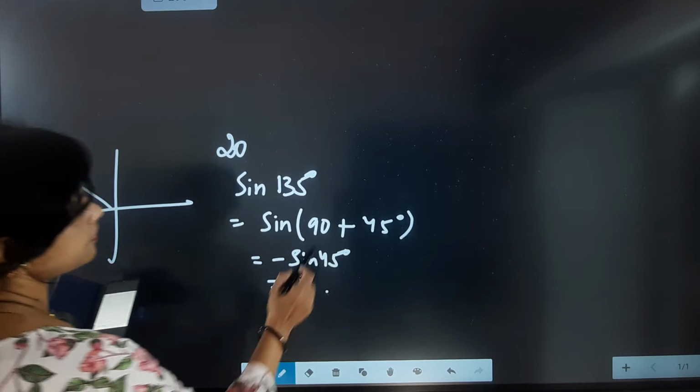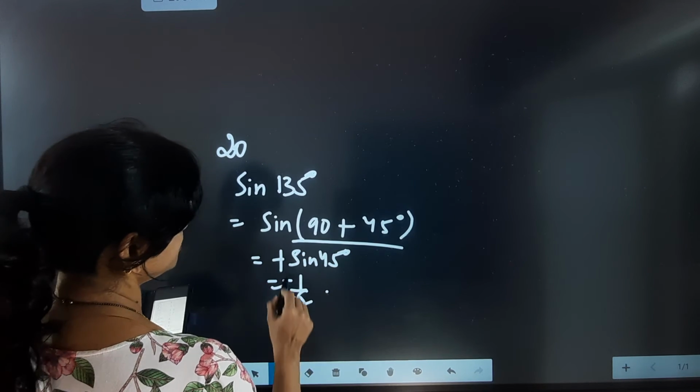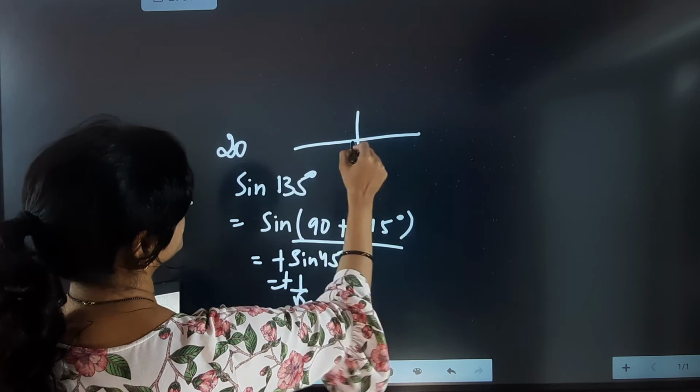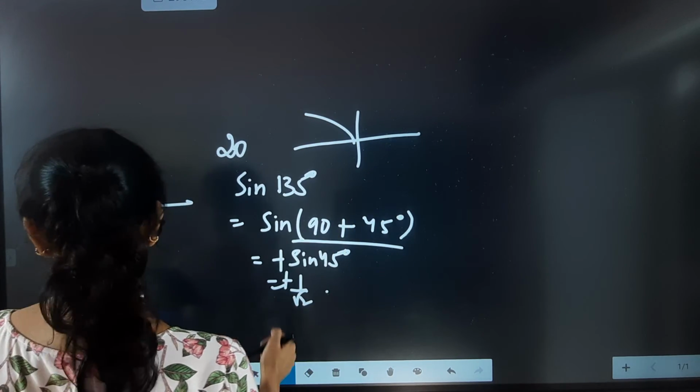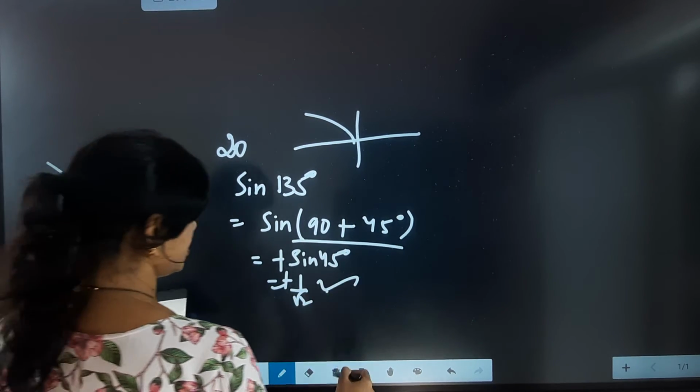Sine of 90 plus theta will have only a plus sign because it is exactly the second quadrant. Since in the second quadrant sine is positive, the answer will come as 1 by root 2.